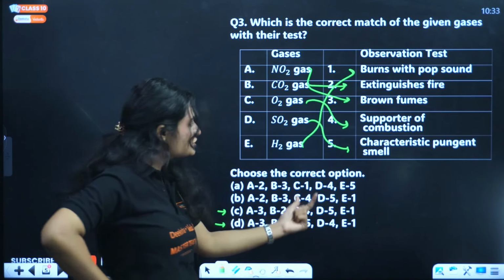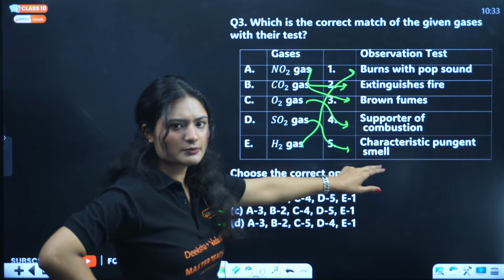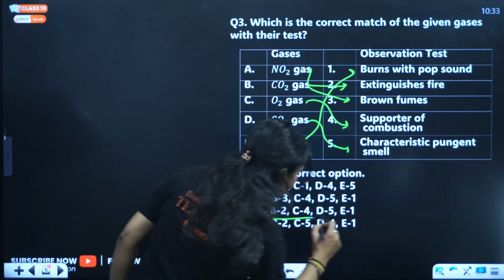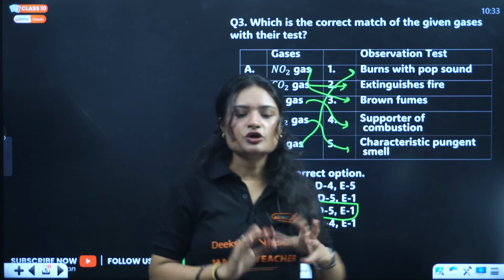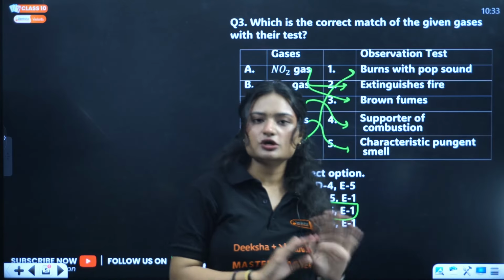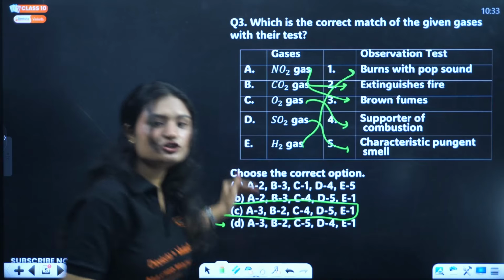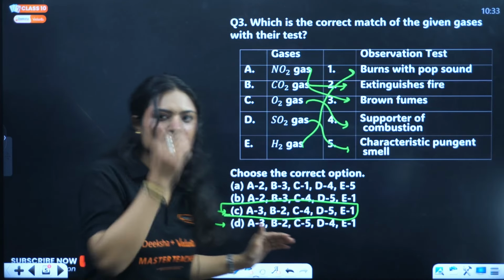So let's check for C and D. We know oxygen gas is a supporter of combustion. That means C will go for 4. So this option will be your correct answer. Okay, so even if you know a little less, not all the matches in the match the following question, do not worry. Try to match as many as you can and then check the options. Your options are there to help. You have the answer right in the options, my dear kids.